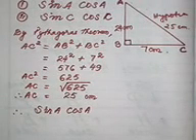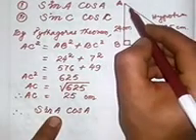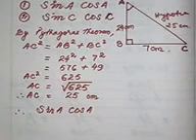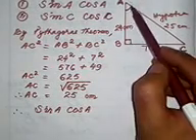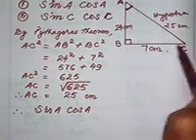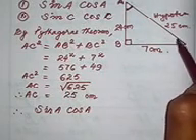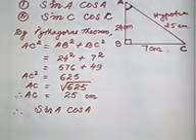Sine A into cos A. A means angle A here. I did not tell you before that if we take angle A, this AB will be the base and BC will be the perpendicular. And if we want to take angle C, then BC will be the base and AB will be the perpendicular.